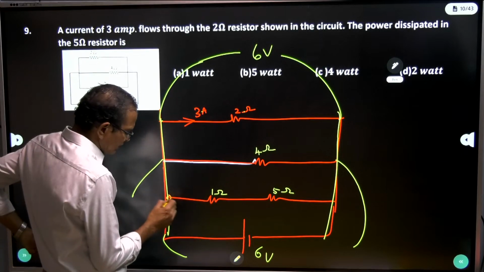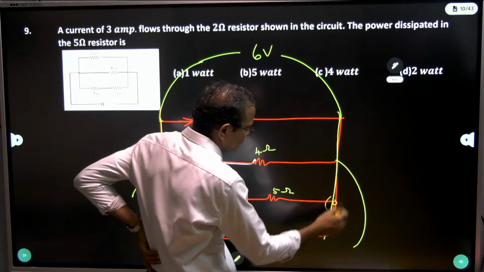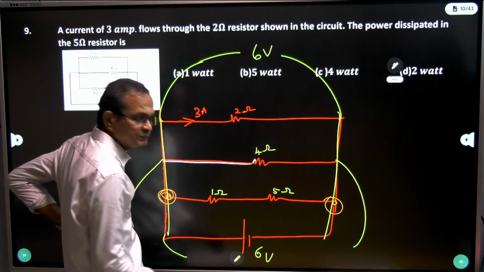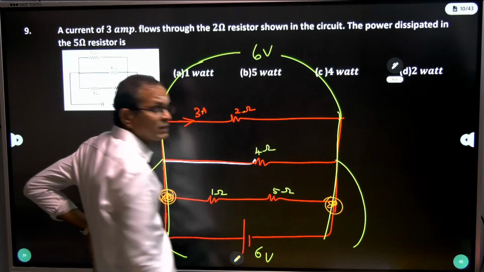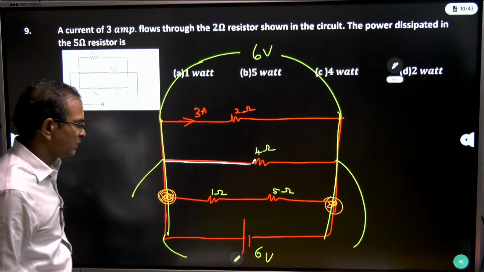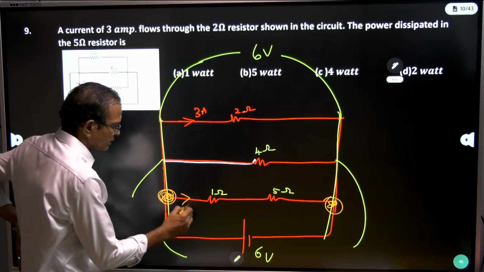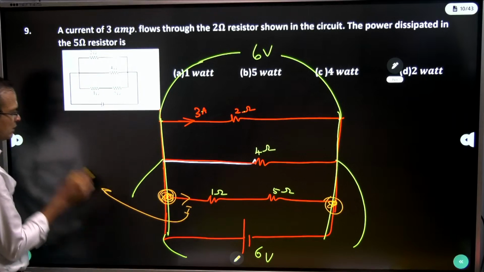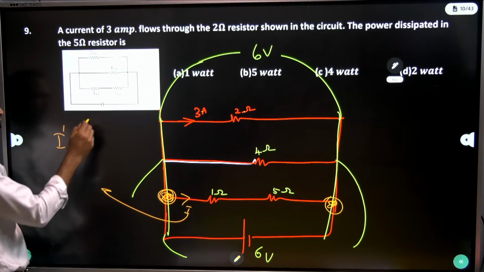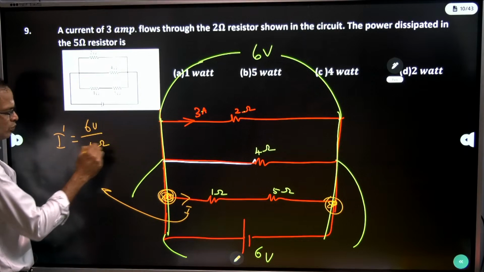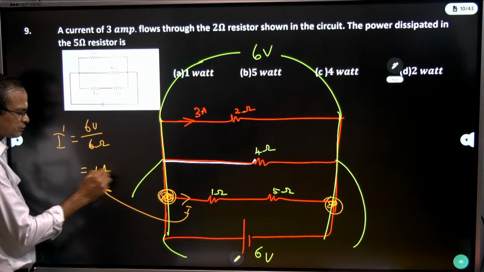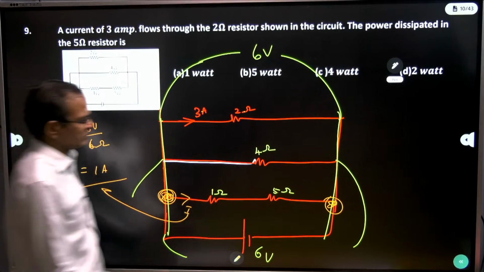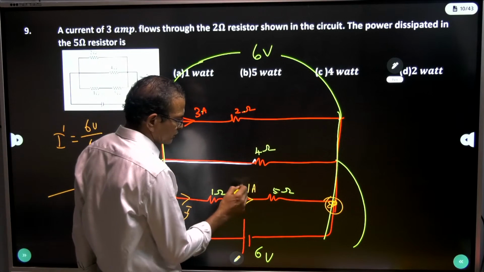Now, between this point and this point, what's the potential difference? 6 volt. So what is the current through this? The current through this section is given by 6 volt by 6 ohm, because the total is 1 plus 5, 6. So it's 1 ampere. So 1 ampere current flows here.